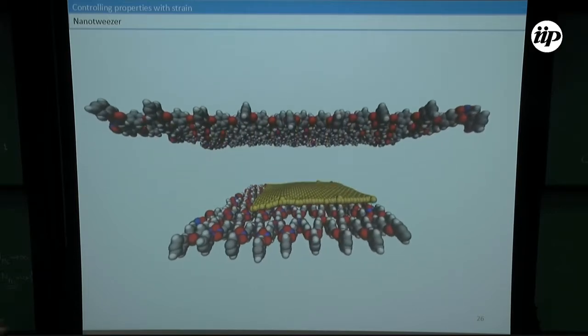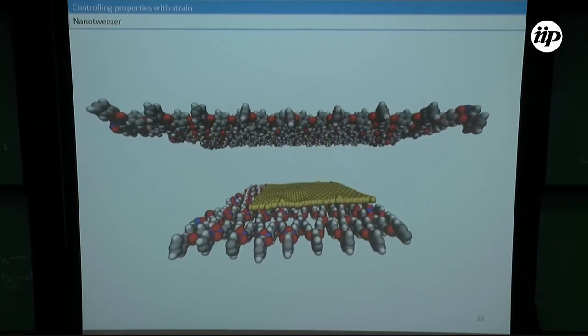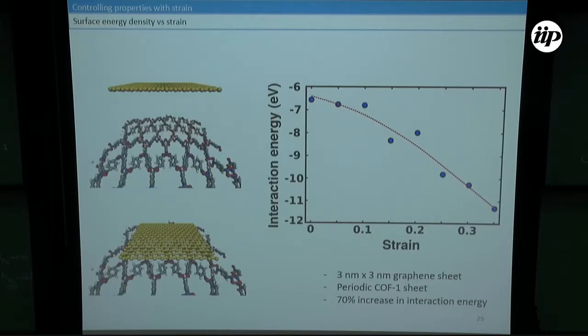So you can think of this like a nano tweezer, where you can pick up and release the object by applying a controlled amount of strain. And I'm using two COFs here, but if you have a substrate that has an interaction with graphene of about 9, you can also pick up and drop off as you want. If you want to drop it off, you just open it, the interaction will go to 6, and it will stick on the substrate. If you want to pick it up, you just close it, and it will go to over 11, and you'll be able to pick up again.